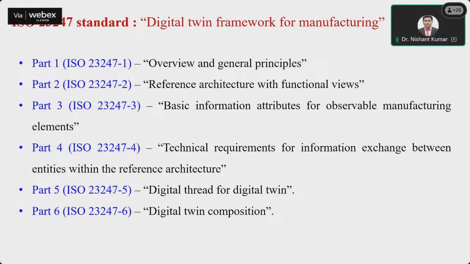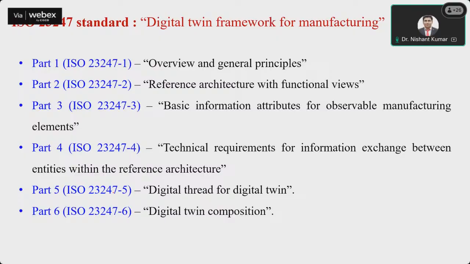Another thing: whenever we think about industry, standards are definitely also an important aspect here. The most popular standard is ISO 23247. This standard is mainly related to the manufacturing plant, and it covers different aspects of that. For example, you can see here that six parts are given. The first part tells about the overview and general principles of the digital twin, meaning how you will integrate it and what the basic principles should be for integration with the physical system.